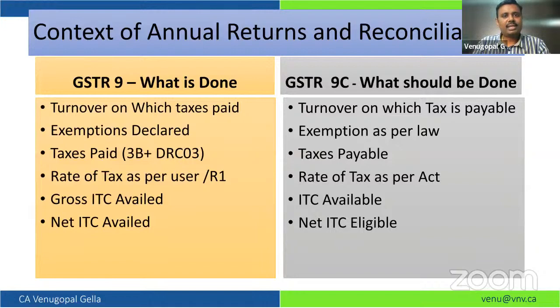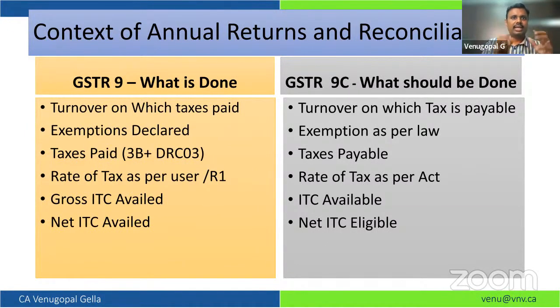GSTR9, we will call it a statement of fact, which means you are only reporting what is done. While GSTR9C, on the contrary, is what you should be doing, what is the right thing that you should be doing. So in 9, you will present the turnover on which the taxes are paid, but in 9C, you will report the turnover on which tax is payable. That means you need to have visibility of how much I have paid and how much I have to pay.